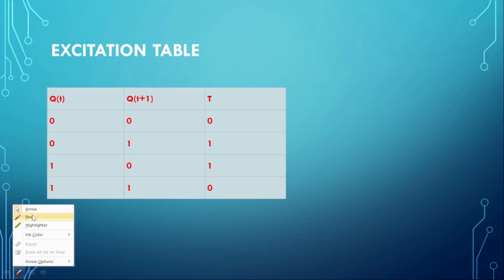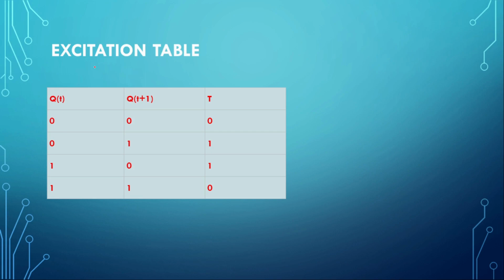This is the excitation table of T flip-flop. So this is the opposite condition of the truth table. The first column is filled with Q of n and the next column is filled with Q of n plus 1, and the final column is T. Given Qn as 0 0 1 1 and Qn plus 1 as 0 1 0 1, afterwards you will get the value of T as 0 1 1 0.